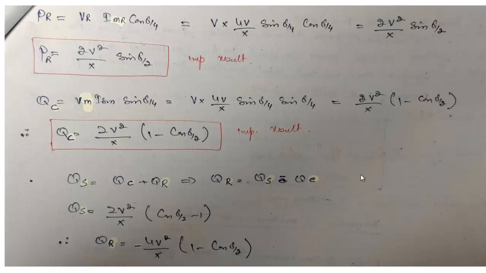Earlier it was only V square by x sin of delta. Now the compensator reactive power will be equal to Vm ISM sin of delta by 4.